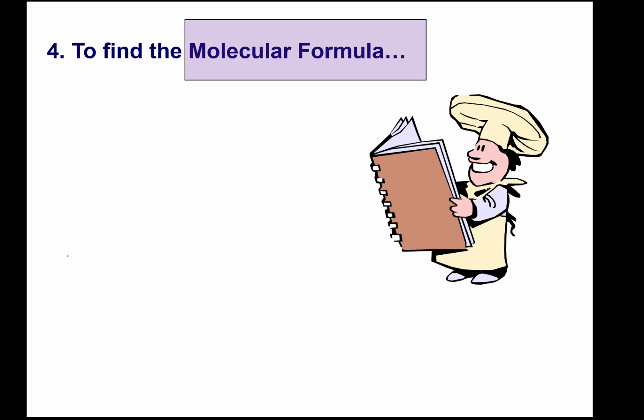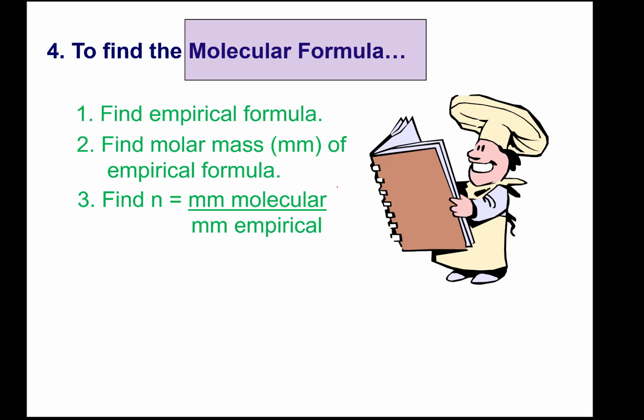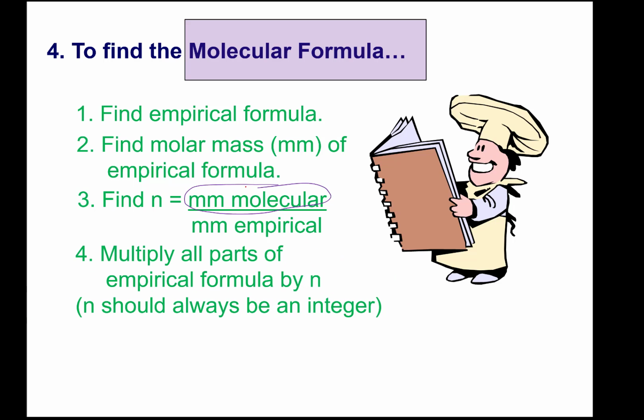All right, so we're on the 4th type of calculation in this unit, and it's the molecular formula calculation. It's not that bad. Let's look at the steps. First, you have to find the empirical formula. Then once you find that, you find the molar mass of your empirical formula. Then you find N, which is the molar mass of the molecular formula, which is going to be given to you, divided by the molar mass of the empirical formula. Once you have N, you multiply all parts of the empirical formula by N. N should always be an integer. It should never be less than 1.